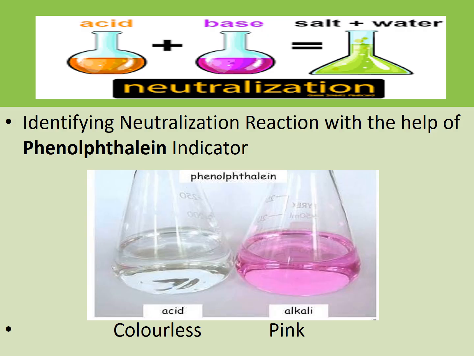Now how to identify neutralization reactions? We can use an indicator, and one such indicator is the phenolphthalein indicator, which we have also studied previously. The phenolphthalein indicator is colorless in the acidic medium while it gives a pink color in the basic or alkaline medium. So if we add one drop of this indicator in an acid, it will be colorless.